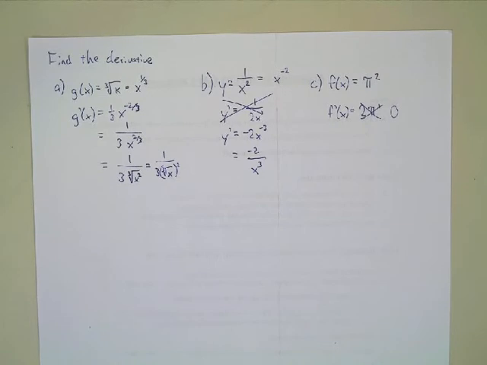No, if it was like 2 squared, the derivative of 2 squared is 0. If n's a rational number, that means the power. Yeah, sorry, it's supposed to be n.